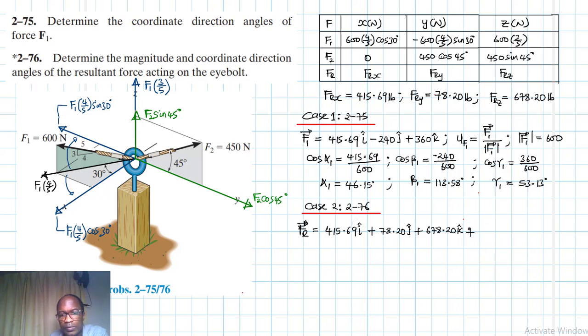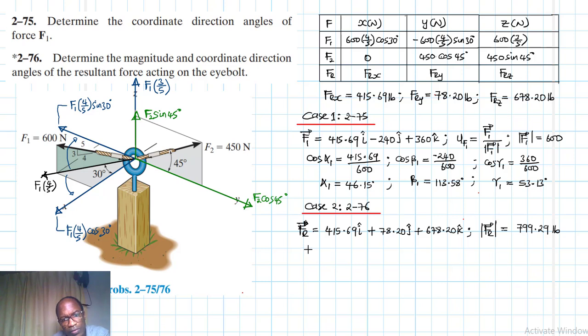All right, let's find the magnitude. So we are using the Pythagorean theorem. 415.69 squared plus 78.2 squared plus 678.20 squared, square root of that, that's 799.29.